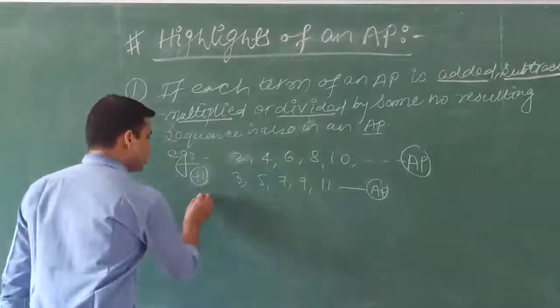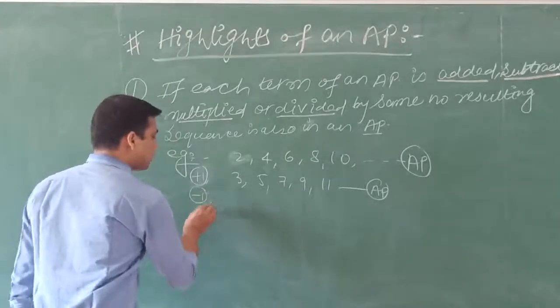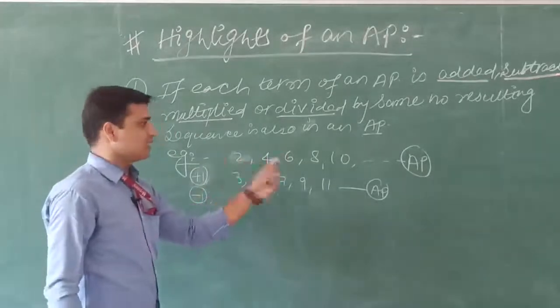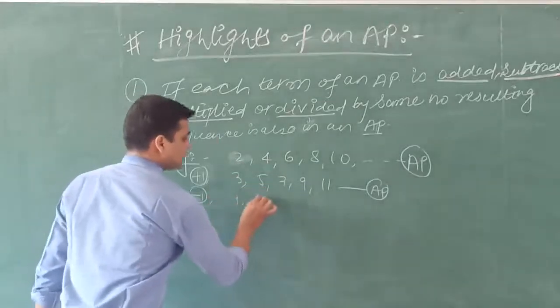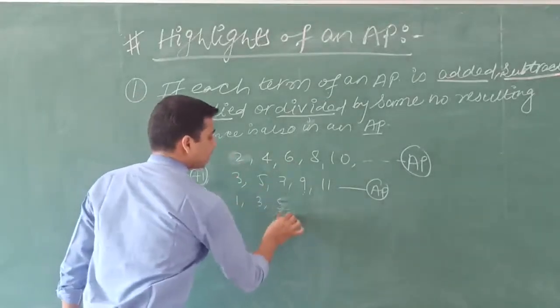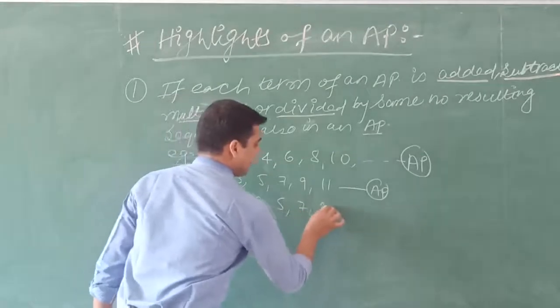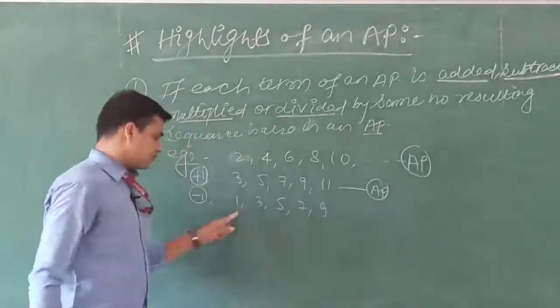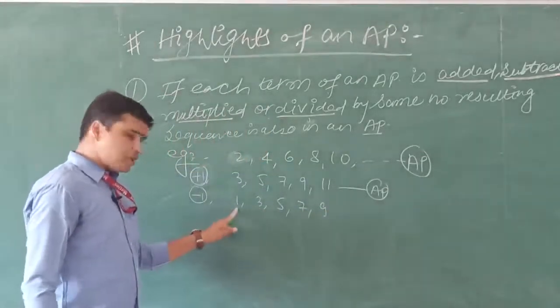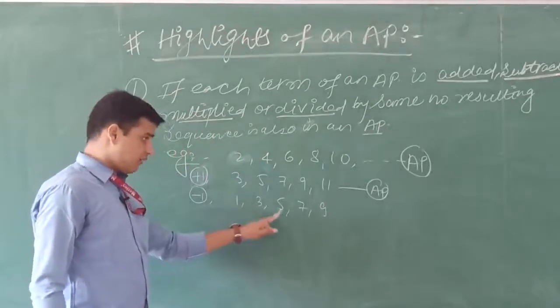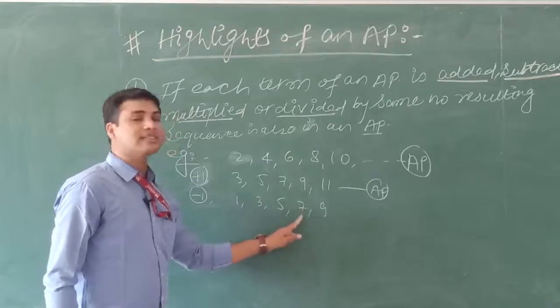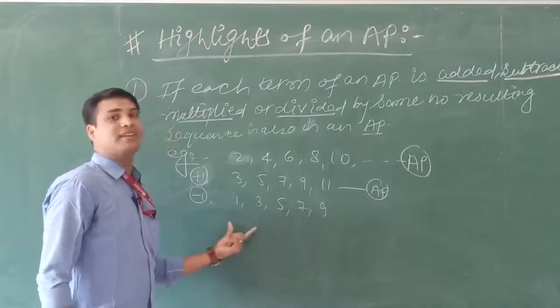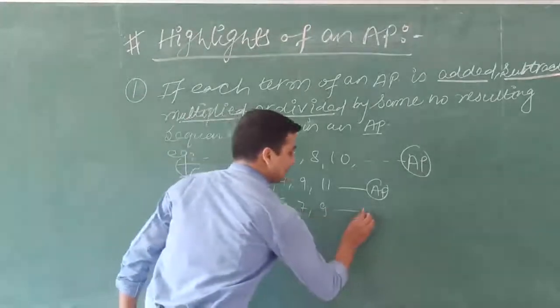Same as it is, now I am going to subtract 1 from each term. Then we will see if this is in AP or not. See this here: 2 minus 1, 1. 4 minus 1, 3. 6 minus 1, 5. 8 minus 1, 7. 10 minus 1, 9. Is this in AP or not? Check. 3 minus 1, 2. 5 minus 3, 2. 7 minus 5, 2. 9 minus 7, 2. We are getting the same difference, so again this is in AP.